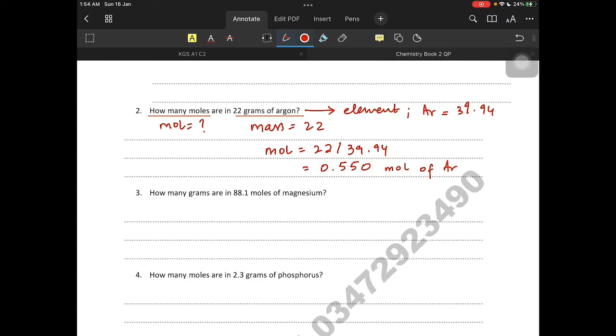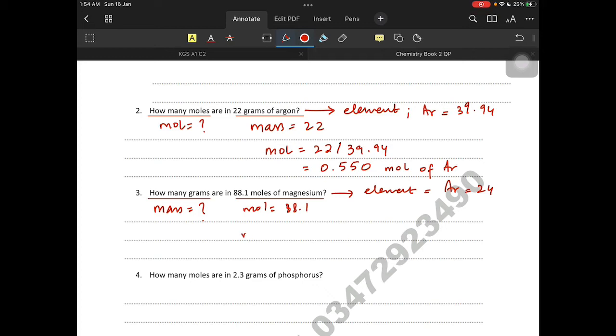Let's see the other question. It says, how many grams are in 88.1 mole of magnesium? Now this question is a little tricky. It's asking for how many grams, it's asking for the mass, and it has already given us the moles. Mass equals question mark, but mole equals 88.1. And since magnesium is an element, it has an atomic mass of 24. We know this from the periodic table.